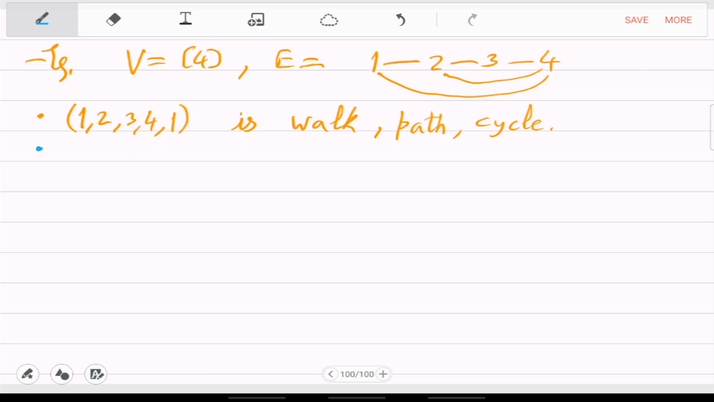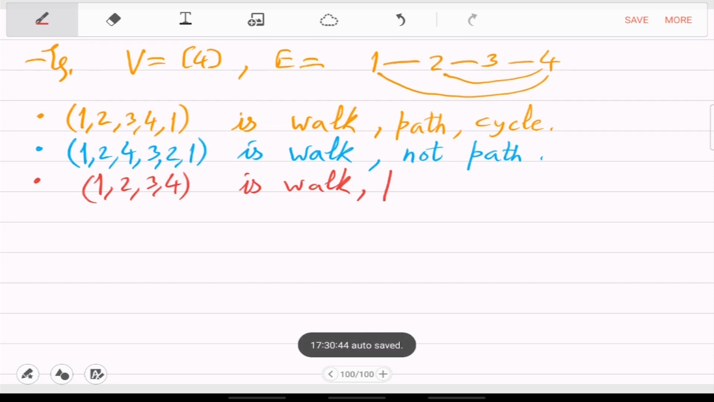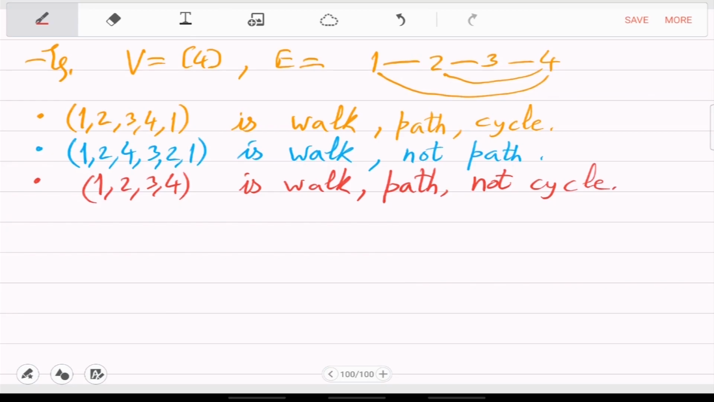Then 1, 2, 4, 3, 2, 1. You can see that it's a walk. Is this a path? Not a path, and hence it's also not a cycle. And finally 1, 2, 3, 4. This is a walk. This is also a path, and it's not a cycle. So you can see that these three things are all different and these terms are needed. There is a walk which is not a path, and there is a path that is not a cycle.